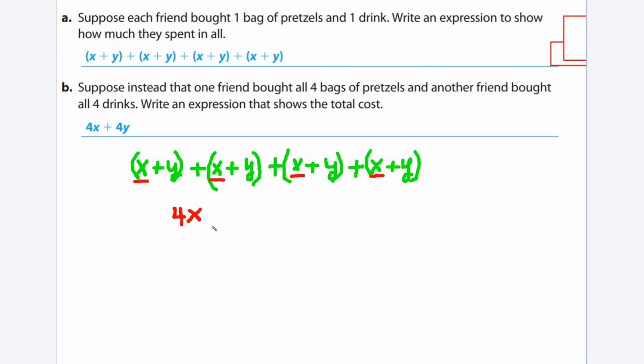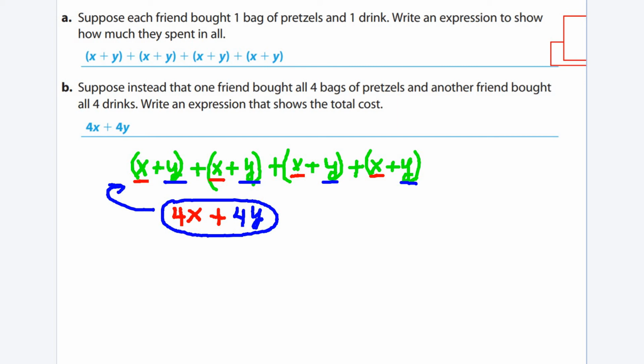Now I'm going to give another example so you guys can see that. Then look at the other like term, and we're going to use blue: y, y, y, and y. 1y plus 1y is 2y plus 1y, plus another 1y is 3y, plus another 1y is 4y. Therefore, 4x plus 4y will be the same value as these.